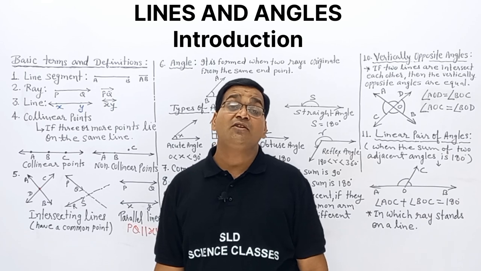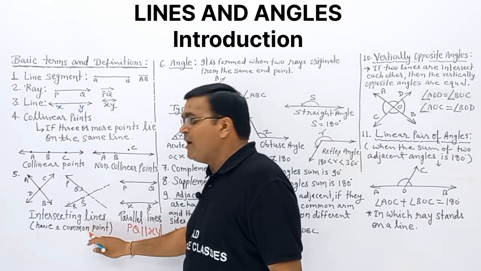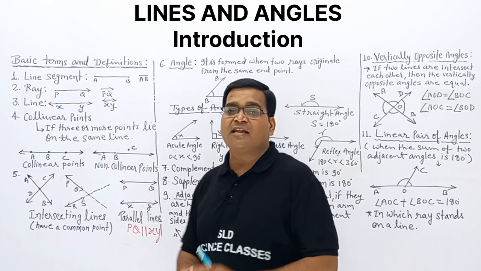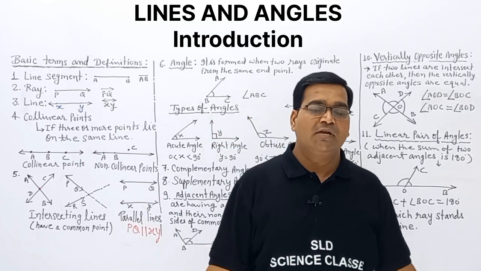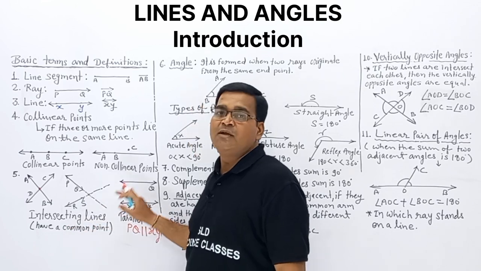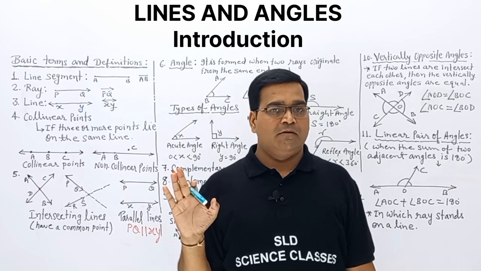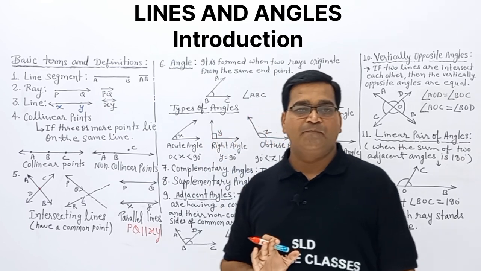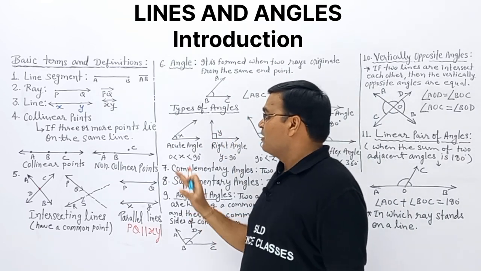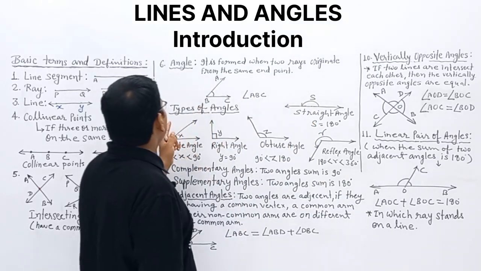So what are they? Intersecting lines. Intersecting lines have a common point, but parallel lines have no common point. Clear? This is the basic definition. So we completed these points. Observe.